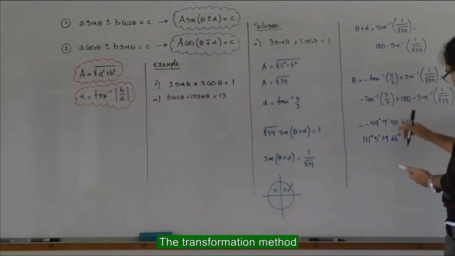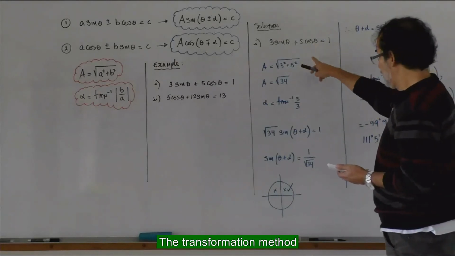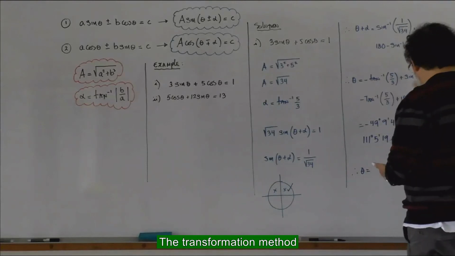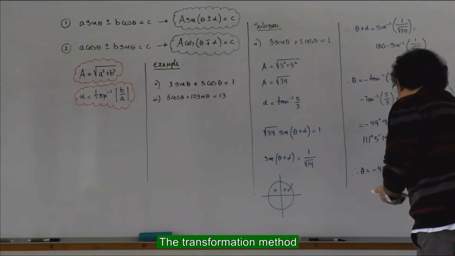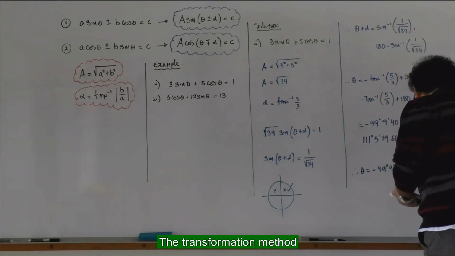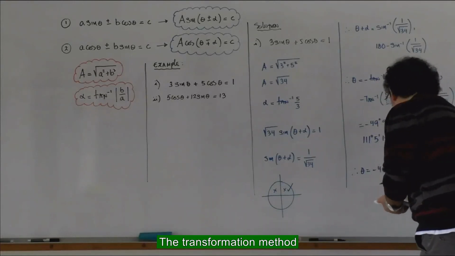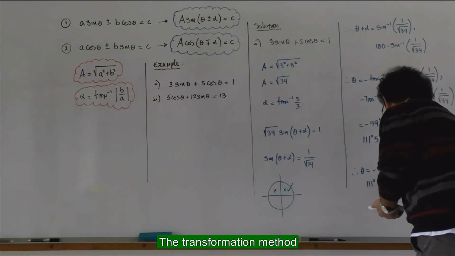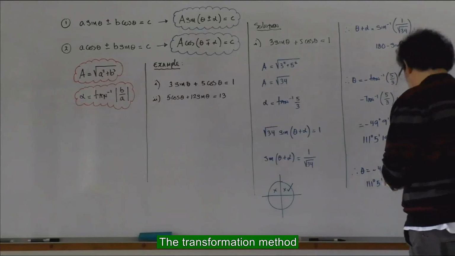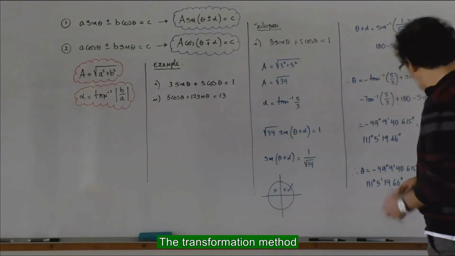seconds. Okay, so therefore the solution for the very original question is theta is equal to negative 49 degrees 9 minutes and 40.615 seconds, and the other one is 111 degrees 5 minutes and 19.66 seconds. All right, so these are the two answers for this question.